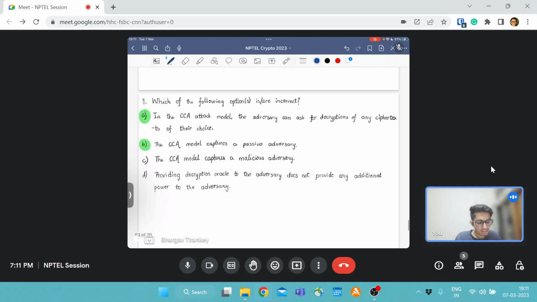So just because of this restriction, the statement that the adversary can ask for decryptions of any ciphertext of its choice is incorrect. There is just one ciphertext for which it cannot ask for decryption. Right? Is this fine? Yes, sir. Got it.